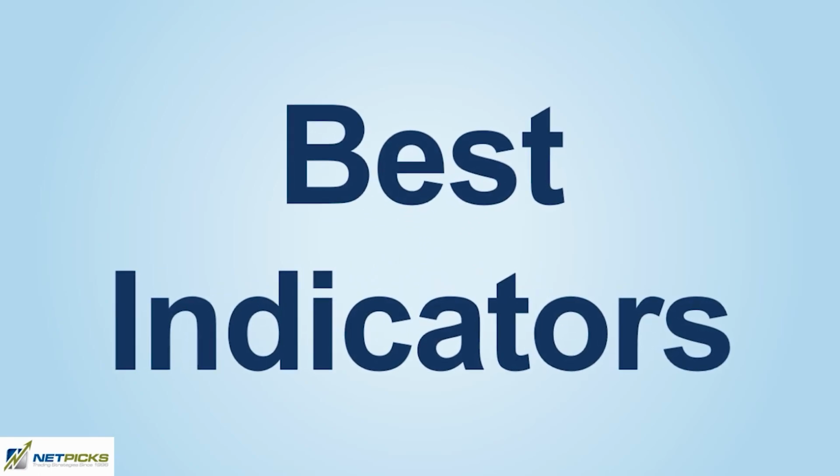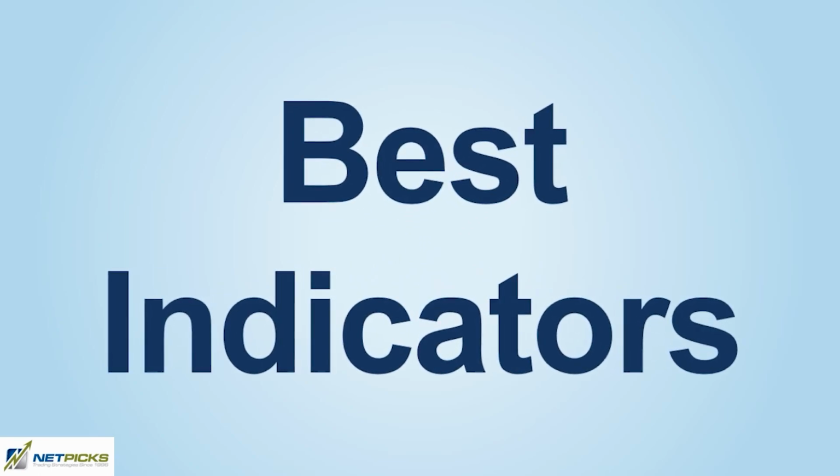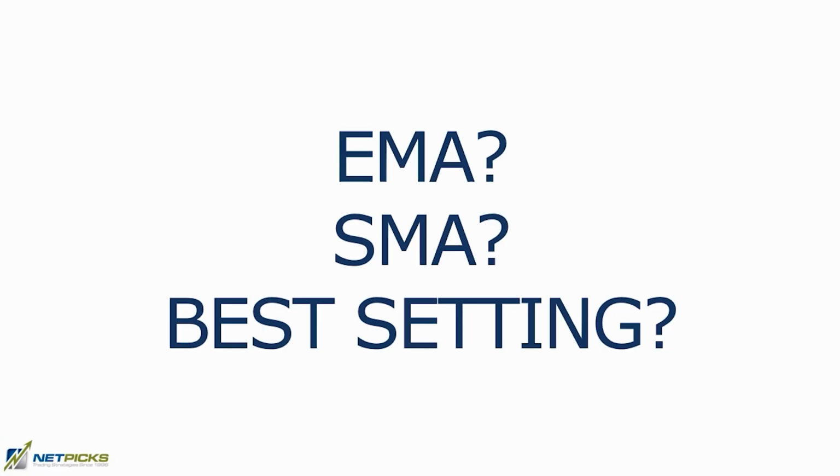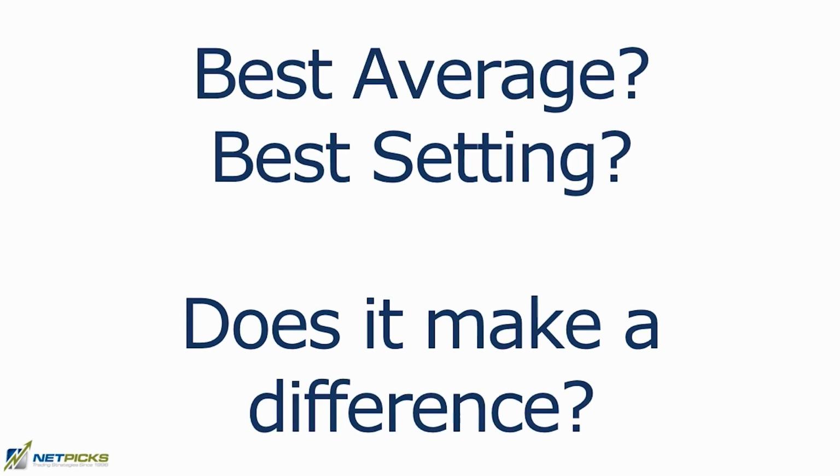Now, there's a lot of technical indicators out there that a trader can choose from. And one of the common questions is which one is the best one to use? In fact, the question of using a simple moving average or an exponential moving average, that's a pretty common question. And it gets worse when we start talking about the best setting because traders are always looking for some type of edge. So in this video, we're going to talk about which moving average is better. What is the best settings for easy gains? And does it even make a difference?